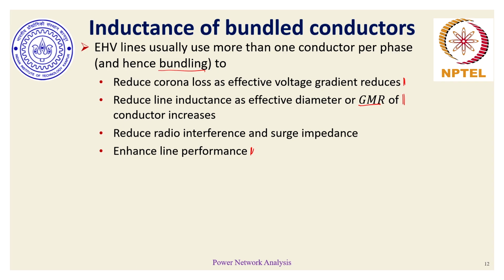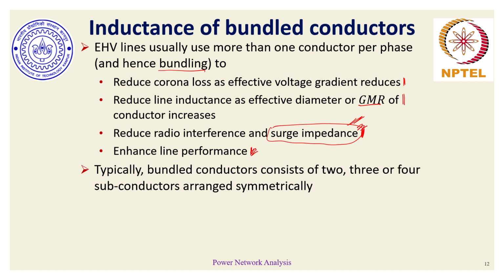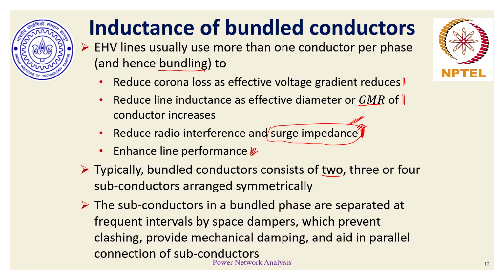The radio interference and surge impedance also go down. So we'll also see about surge impedance in the next module. Please have patience till we arrive at what these values are and how the performance gets improved. So typically bundled conductors would have two or more composite conductors arranged symmetrically for every phase. So how do we evaluate the inductance in such cases?